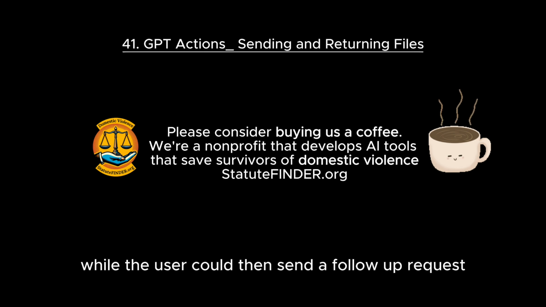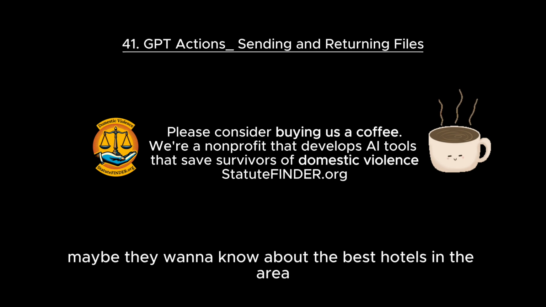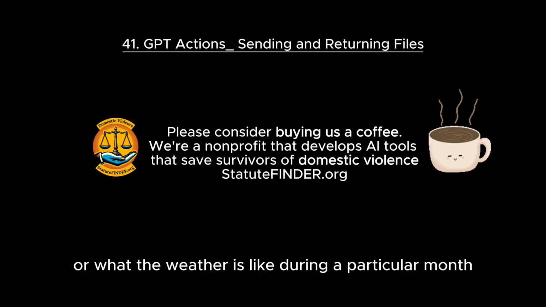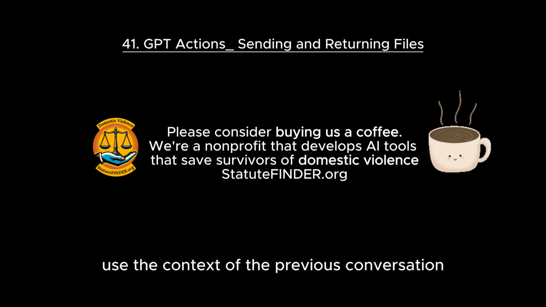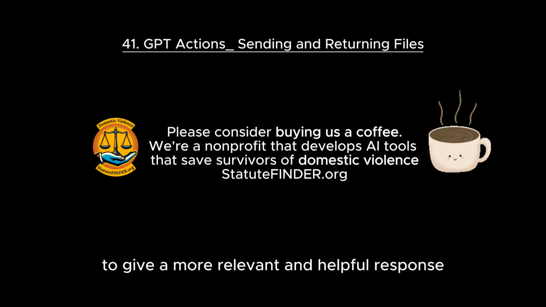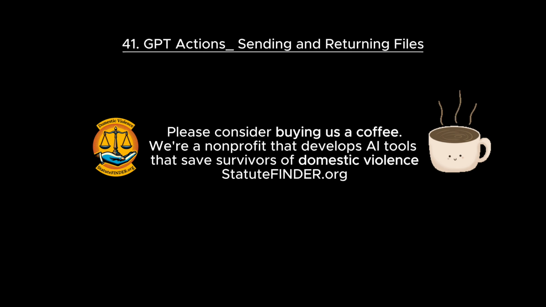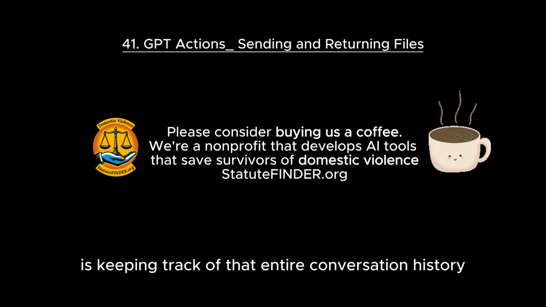Well, the user could then send a follow-up request asking for more details about a specific destination that caught their eye. Maybe they want to know about the best hotels in the area or what the weather is like during a particular month. OpenAI would then use the context of the previous conversation, remembering what the user has already asked and the information it has already provided, to give a more relevant and helpful response. So each request builds upon the previous one, and OpenAI is keeping track of that entire conversation history.